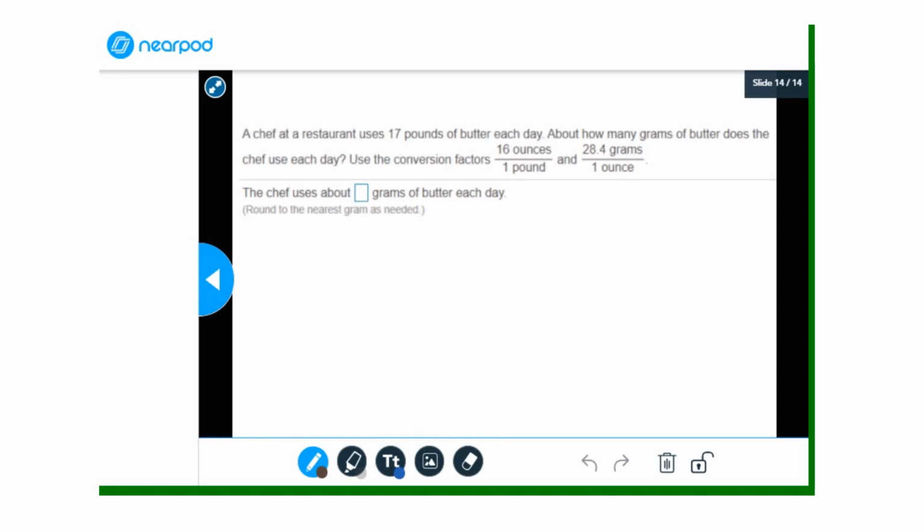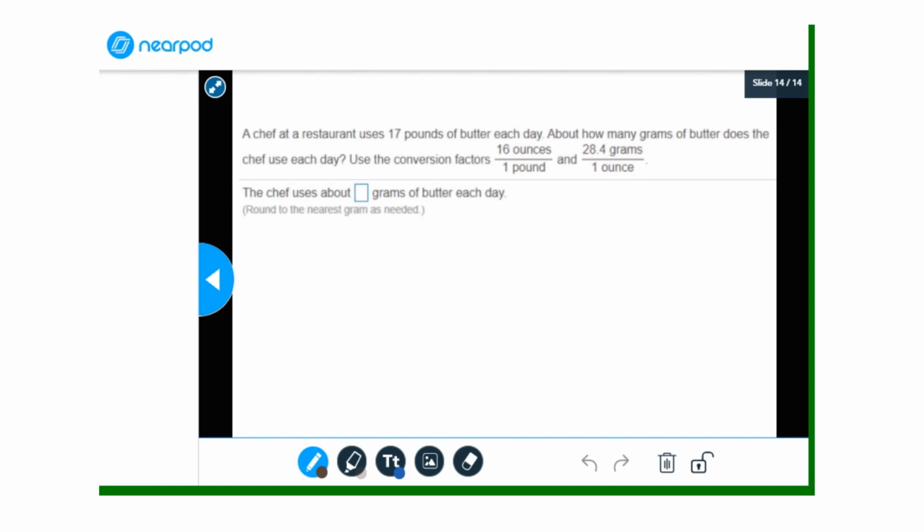A chef at a restaurant uses 17 pounds of butter every day. About how many grams of butter does the chef use each day? Use the conversion factors: 16 ounces for every 1 pound and 28.4 grams for every 1 ounce. And then we have to put your number in. The chef uses about blank grams of butter each day.